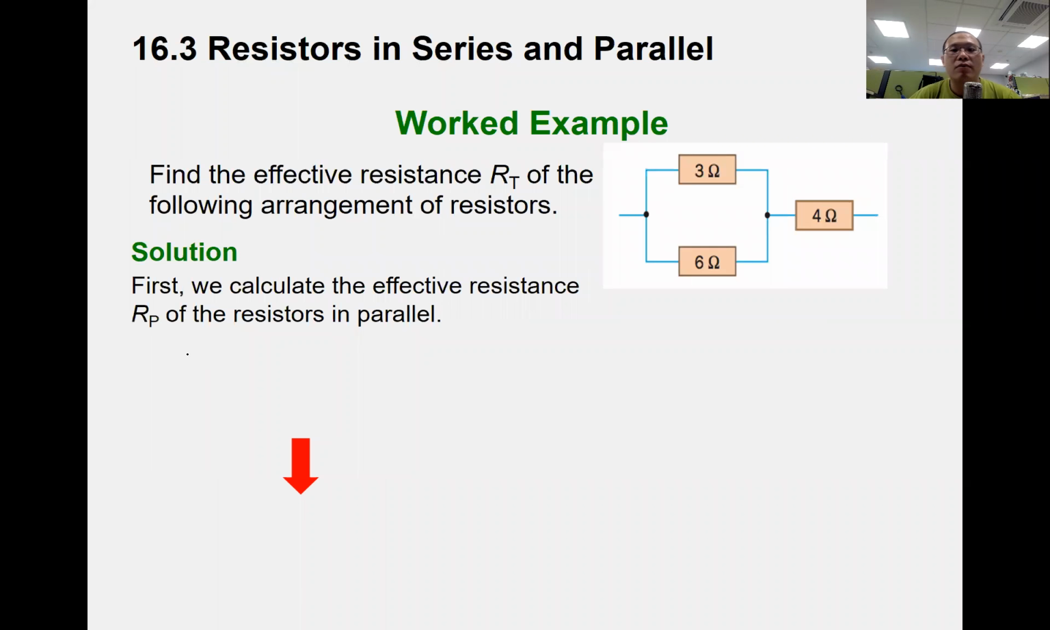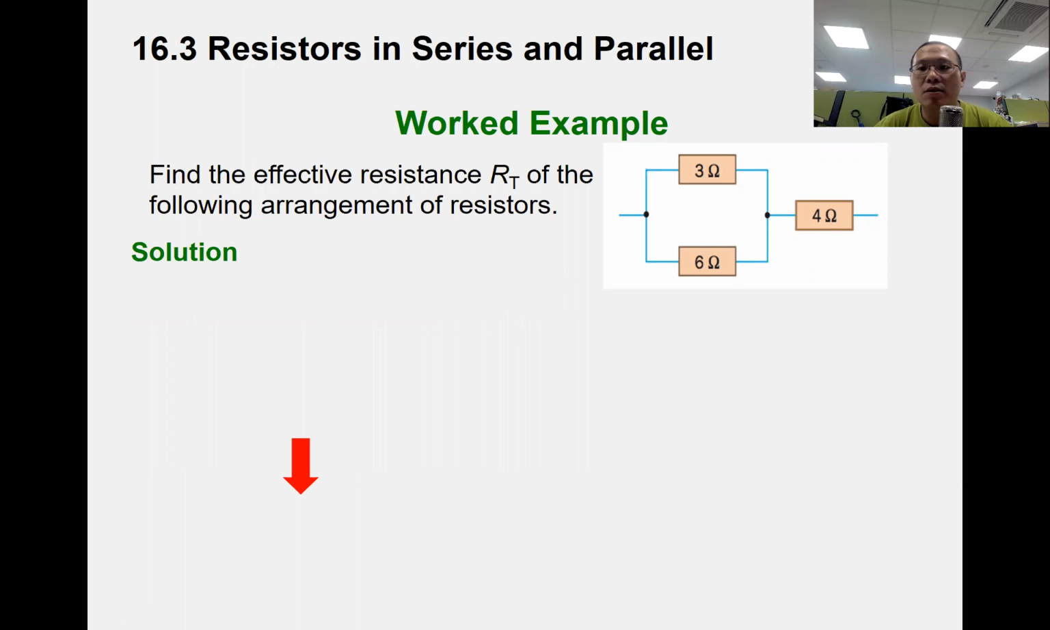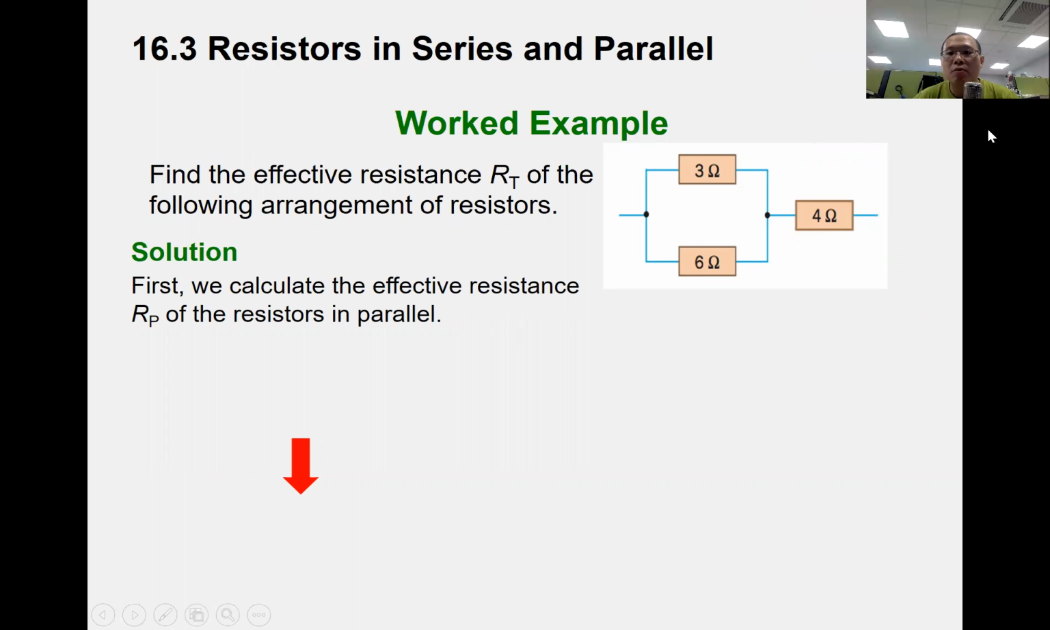Now, what happens when you have a composite circuit? What do I mean by composite circuit? You see that there are three resistors here. If I look at the 3 ohm here and the 4 ohm here, they seem to be side by side, and they seem to be in series arrangement. But they don't look like the series arrangement that you usually deal with.